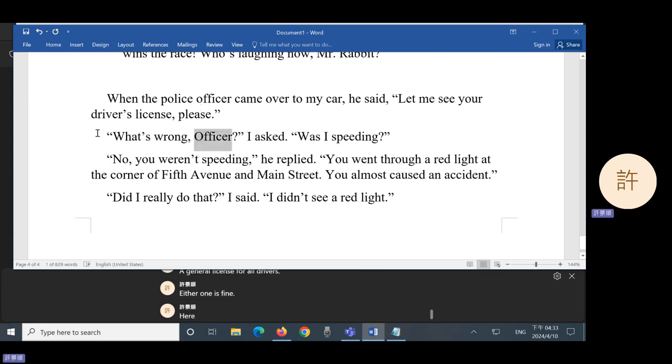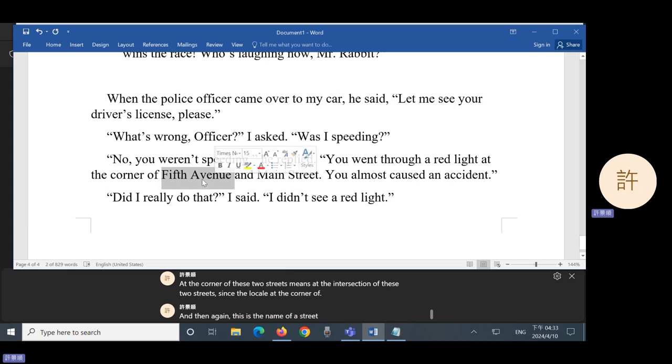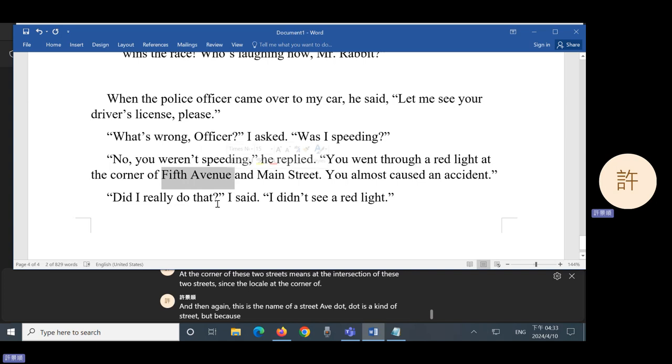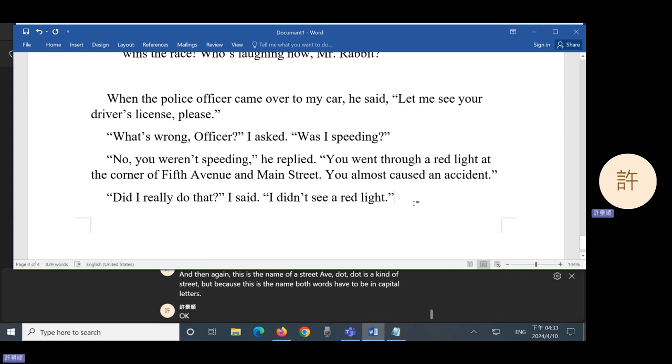Here, the woman is using officer as a title, so it should be capital O. So here it's not a job, it's a title, like Mr. Officer, something like that. Speeding, going too fast, 超速. At the corner of these two streets means at the intersection of these two streets. 十字路口, at the corner of. And then again, this is the name of a street. Avenue, 大道, is a kind of street. But because this is the name, both words have to be in capital letters. Okay, so no questions?